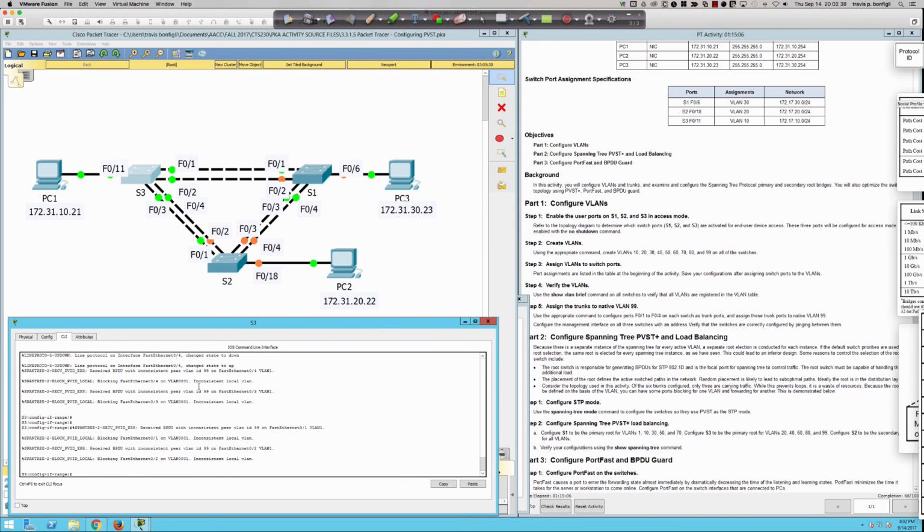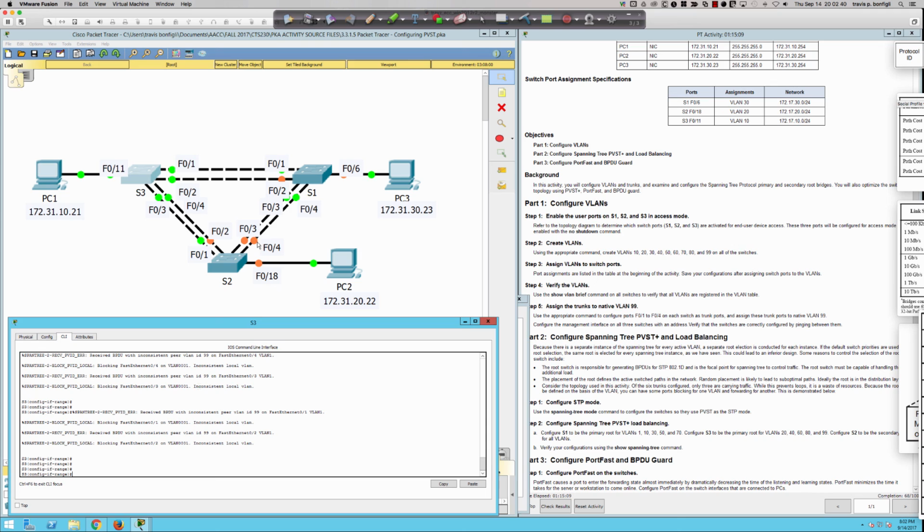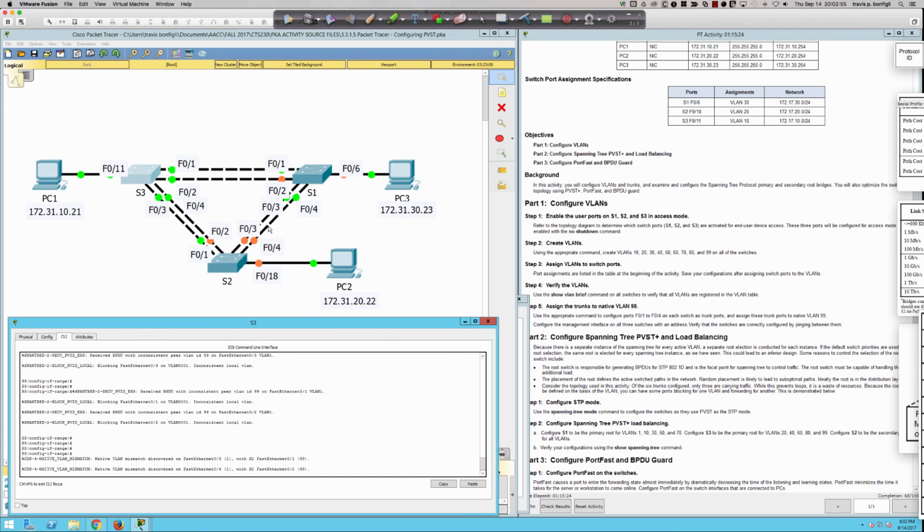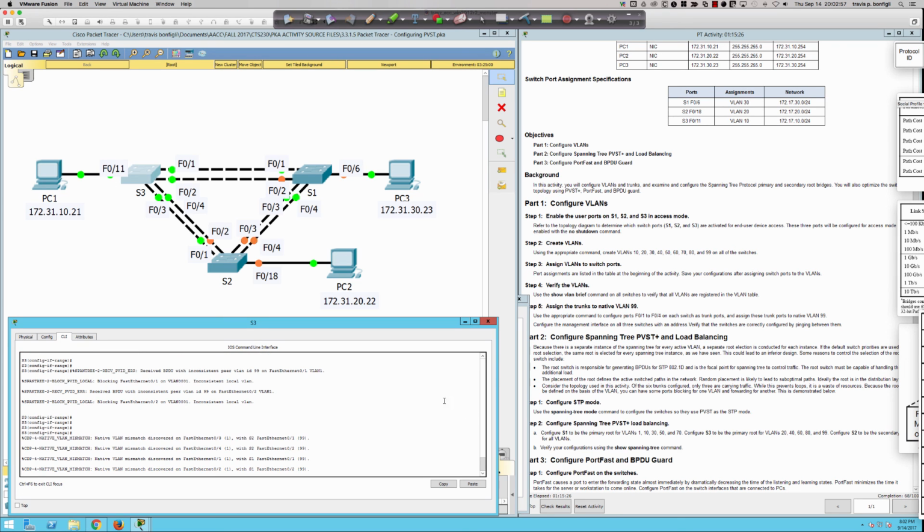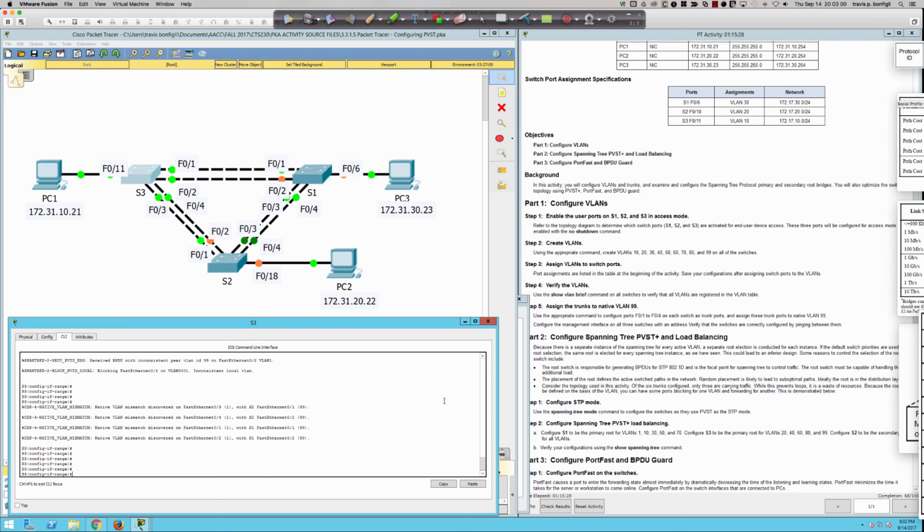We've resolved all kinds of inconsistencies, and now spanning tree is converging here because it's trying to determine which links to forward on. What are the root ports going to be? What are the designated ports going to be? What are the blocking ports going to be? And so it's working through all of that right now.